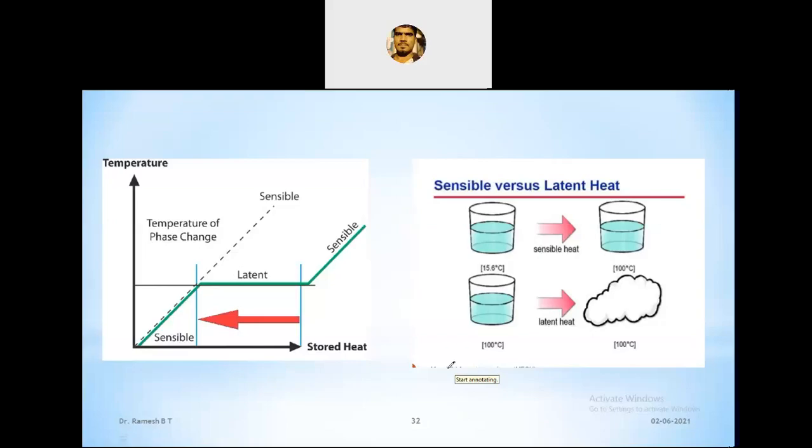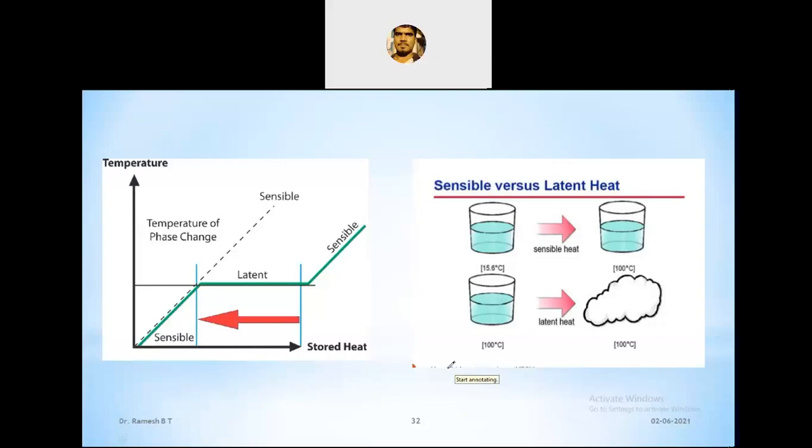is either absorbed or released during a phase change at a constant temperature. Phase change means, let us take the example of water. Water has three phases: solid, liquid, gaseous. So phase changes are solid to liquid, liquid to gaseous. That is what phase change is. Gaseous to liquid is also a phase change, and liquid to solid is also a phase change.